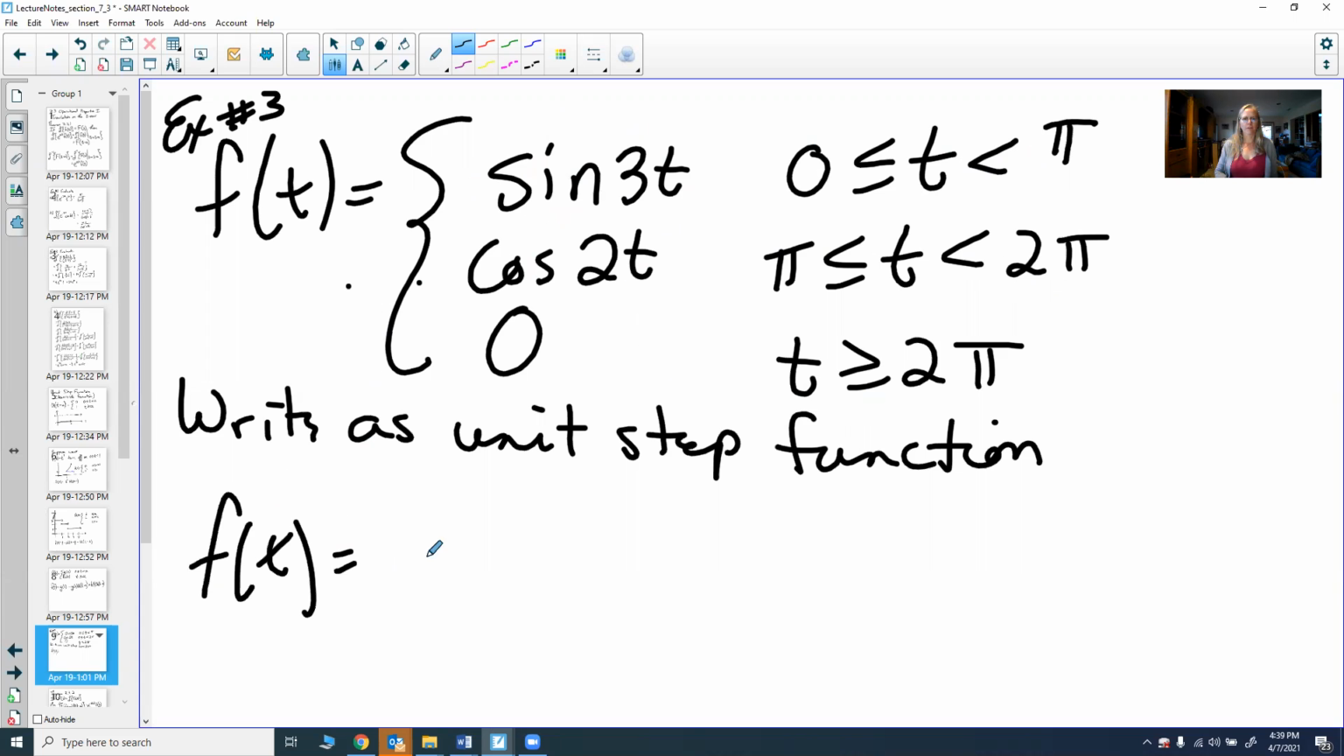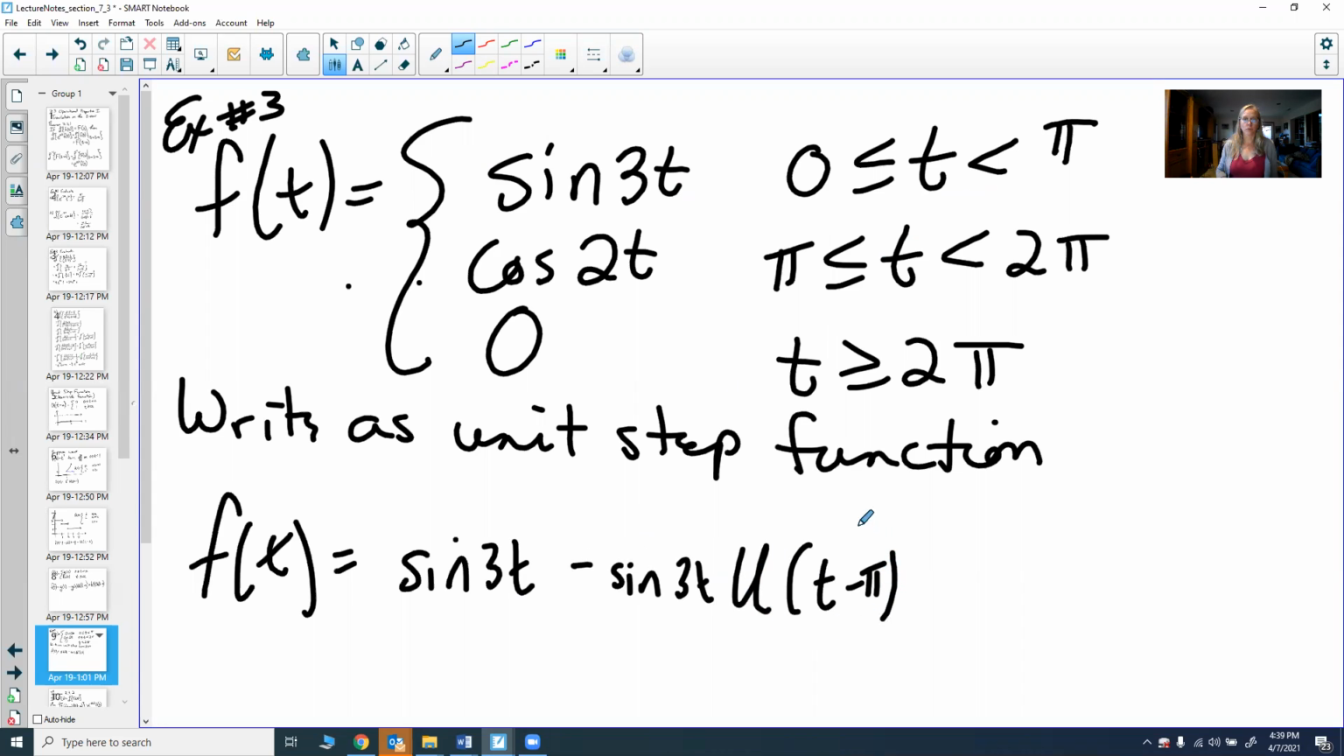So we want to first turn on the sine of 3t. If the rest of this wasn't even here, then the function would just be sine of 3t. But because I don't want sine of 3t beyond pi, I need to subtract off the sine of 3t so it goes away. But I only want it to go away at pi, so we're going to multiply that by the unit step function of t minus pi. Remember, the unit step function is 1, so sine of 3t times 1 is sine of 3t, and that would make it go away as long as t is beyond pi.